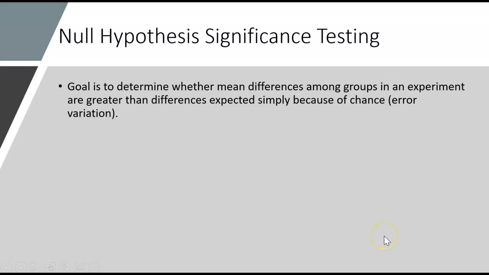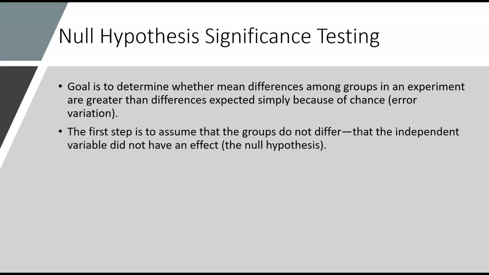The goal of NHST is to decide, for example, if the mean differences that you see between groups, so let's say that I do see a higher mean perceived stress score among the youngest participants than I see among the oldest participants in our data set. How do I decide? Is it a big enough difference that it's meaningful? And as your authors put it, are the differences among the groups big enough, or are they just due to chance or what's called error variation?